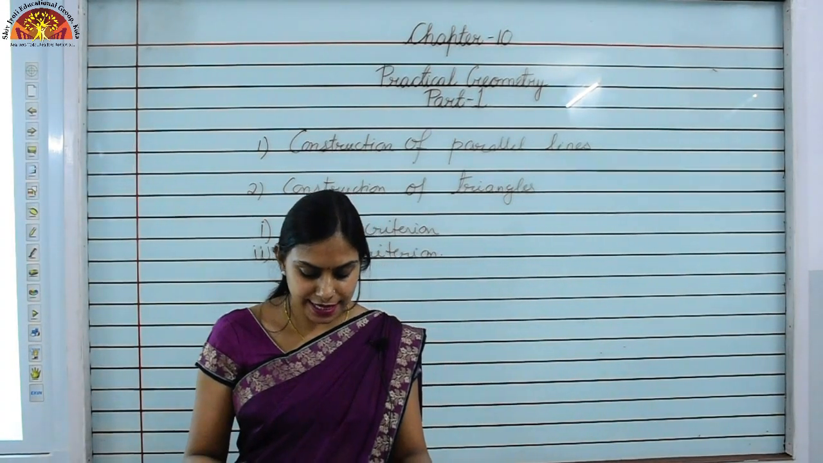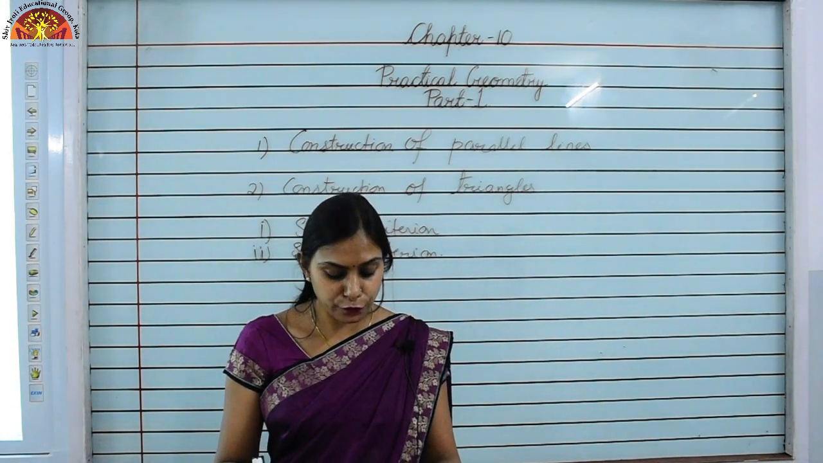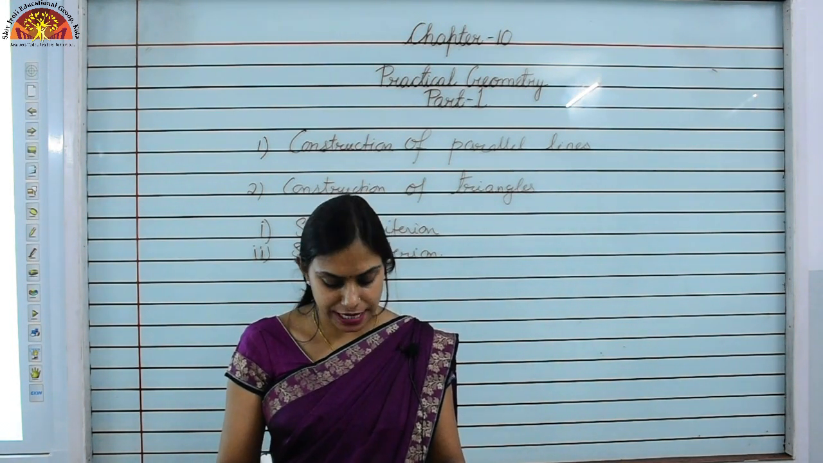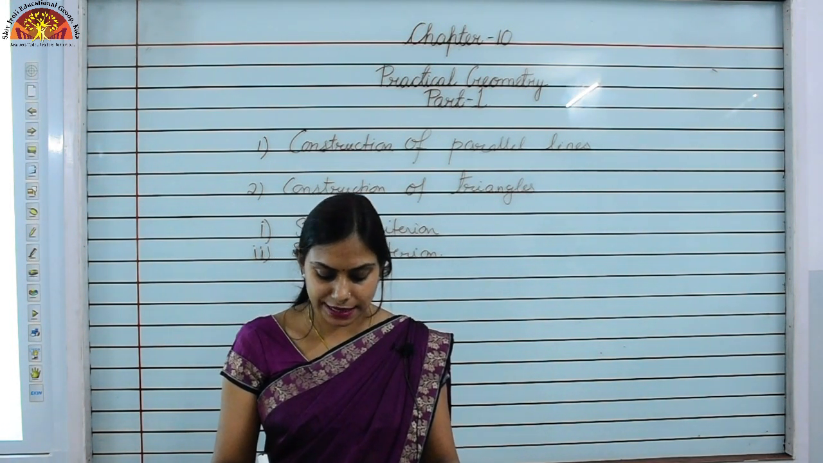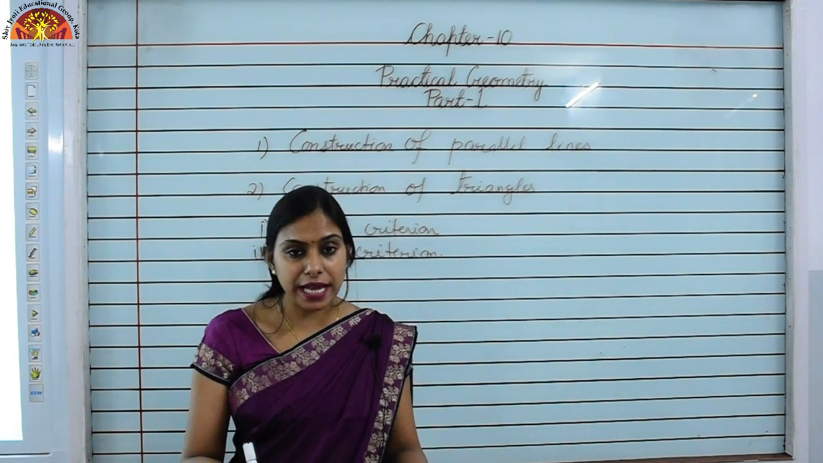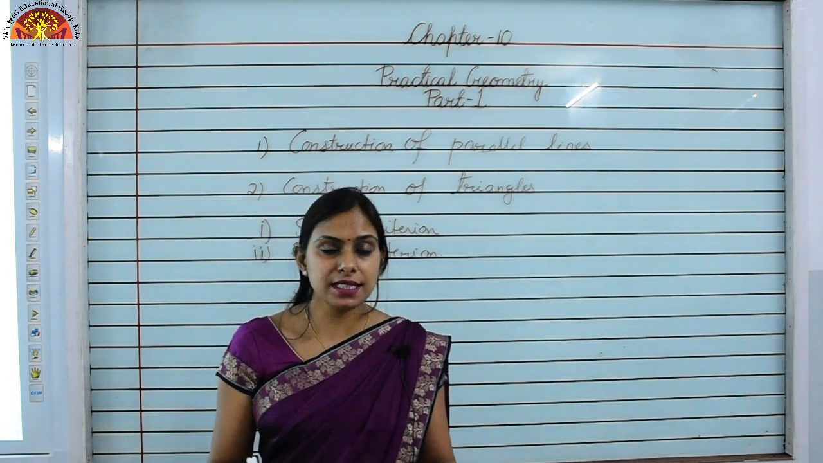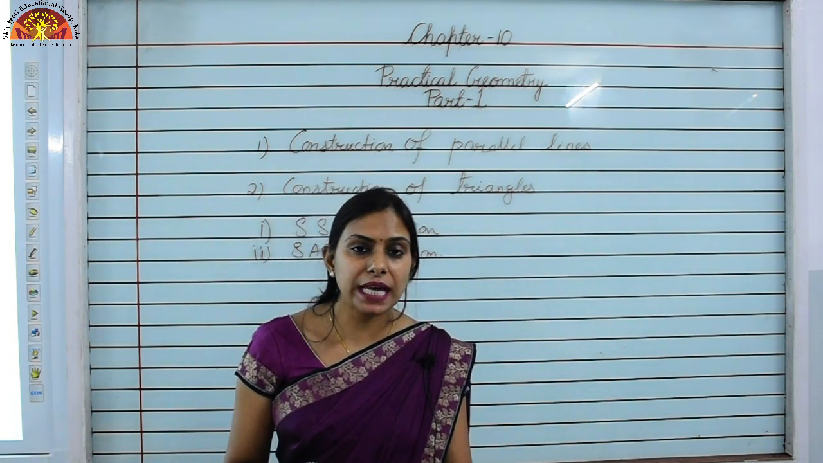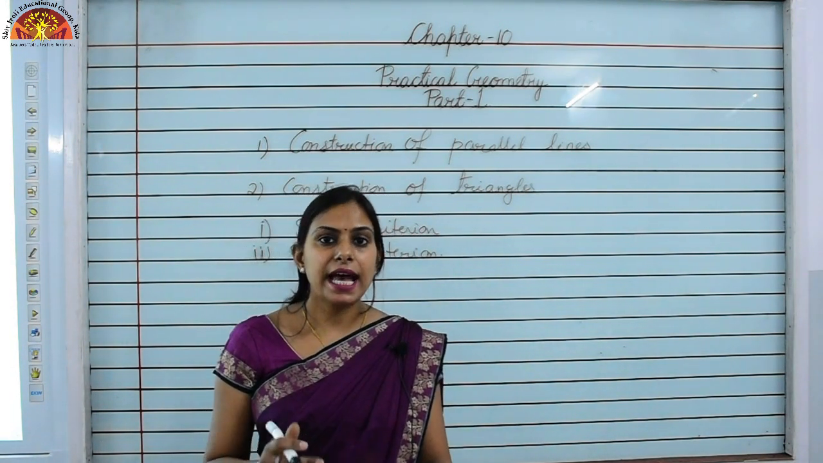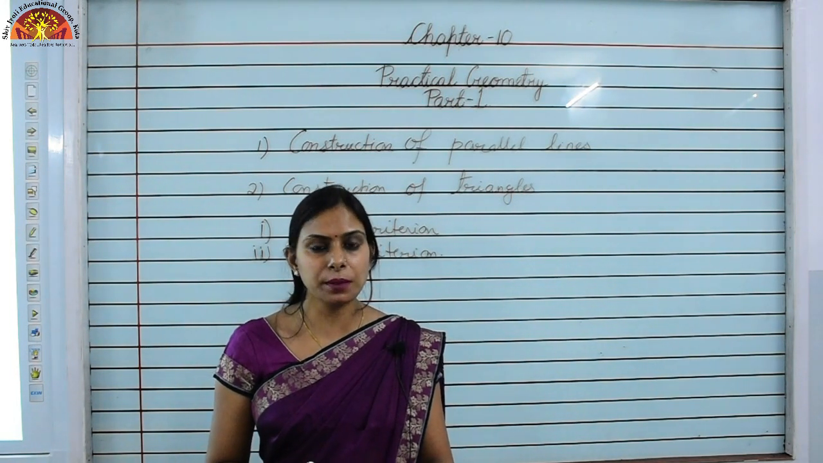Now just see children, exercise 10.3, that is on page number 200. Question number first. Construct triangle DEF such that DE is equal to 5 centimeter, DF is equal to 3 centimeter and measure of angle EDF is equal to 90 degree. Now children, for this construction, we will follow the SAS criterion, that is the measure of two sides and the included angle has been given to you. So let's see this construction on paper.